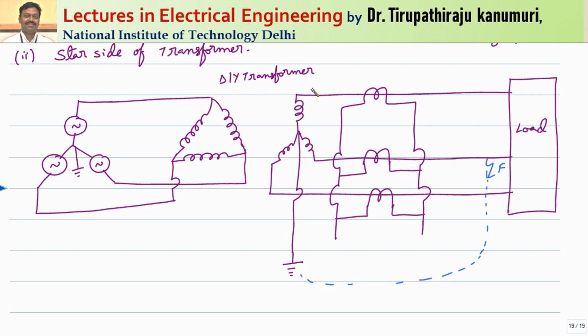But the name itself is suggesting it should be a restricted earth fault. That means the area that is protected will be only this much small part should be detected. That means the area up to your CTs only should be detected. This is the protected zone.